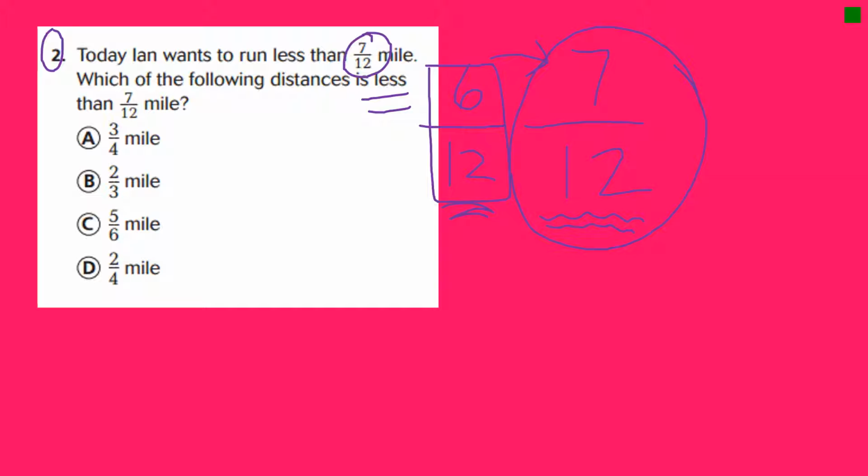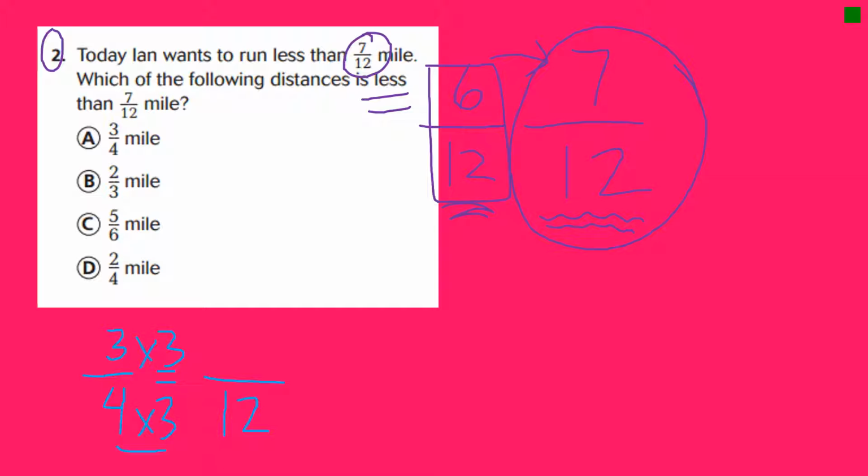Whoa, look at A. Okay. A says 3/4 mile. That seems like a lot. All right, I'm going to have to compare 3/4 by making it a fraction with a 12 in the denominator, because 3/4, we know that's also greater than half. So we can't immediately say, oh, that's it, because that's also more than half, just like 7/12 is.